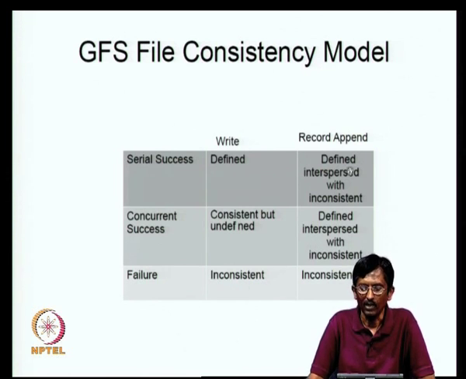And similarly with record appends also, we have a similar situation. Once you succeed, it is defined, but there might be some earlier parts at lower offsets, some stuff that was put in but could not be carried forward because some chunk servers failed, or they could not complete that part of the write. Okay. So, that is basically what this is.